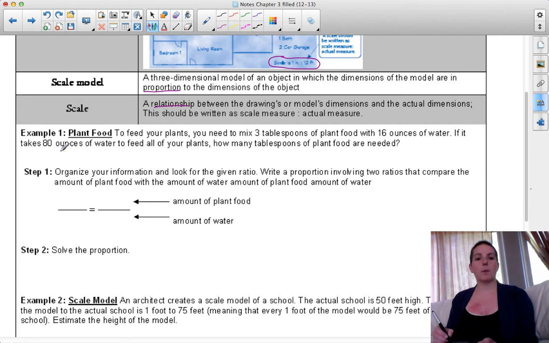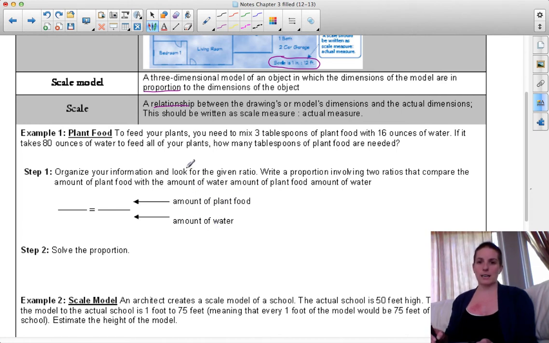Now, example 1, plant food. To feed your plants, you need to mix 3 tablespoons of plant food with 16 ounces of water. If it takes 80 ounces of water to feed all of your plants, how many tablespoons of plant food are needed? So we're going to set these problems up the same way.